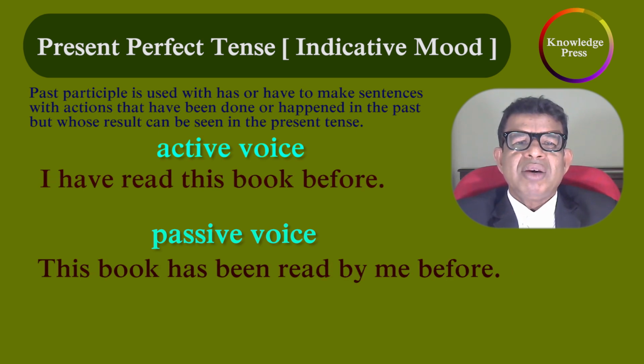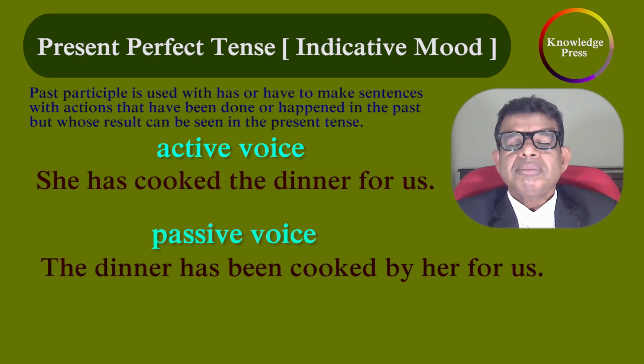Active voice. I have read this book before. Passive voice. This book has been read by me before. Active voice. She has cooked the dinner for us. Now see the passive voice. The dinner has been cooked by her for us.